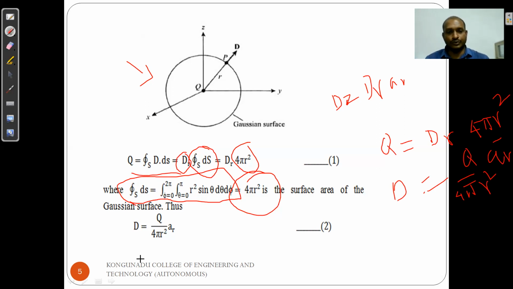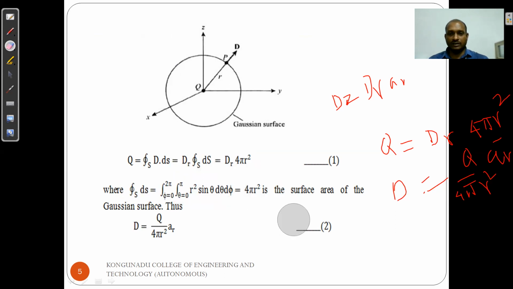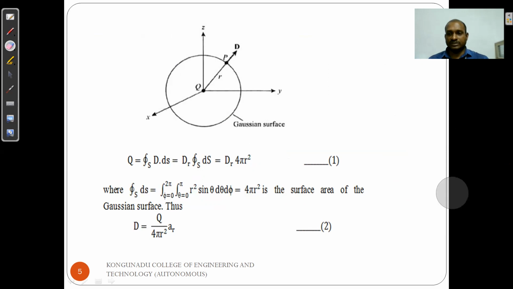Here Q is at the origin. At a distance r from the point charge, we determine the electric flux density D, which is equal to Q divided by 4 pi r squared into a_r. Next we move to another application of determining the electric flux density.